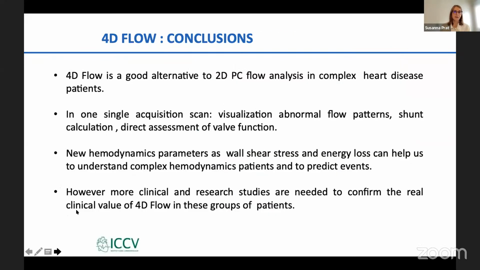And to conclude, I would like to say that 4D flow is a good alternative to PC flow analysis in complex heart disease patients, because in one single acquisition scan, we do visualization of abnormal flow patterns, shunt calculation, and direct assessment of valve function. New hemodynamic parameters as well, such as shear stress and energy loss, can help us understand complex hemodynamics and pathophysiology and predict events. However, more clinical and research studies are needed to confirm the real clinical value of 4D flow in these groups of patients.